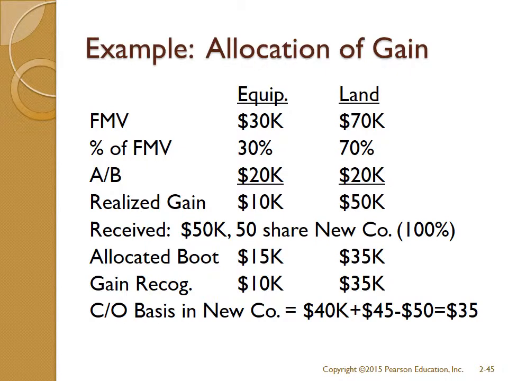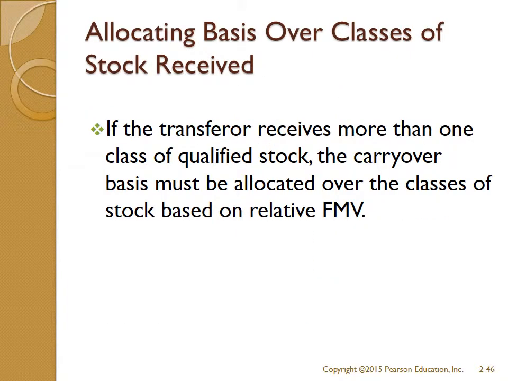Here's an example. If you receive various classes of stock in exchange for your property transaction, you're basically going to look at the fair market value of the classes of stock that you received, and you're going to proportionally allocate whatever your basis is over those.